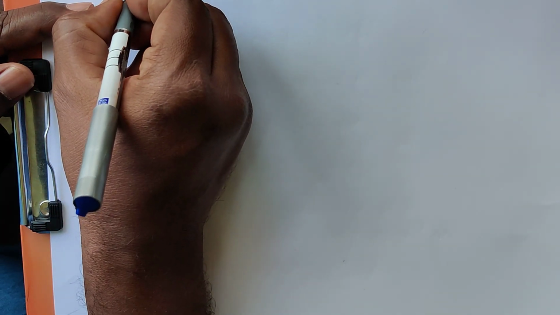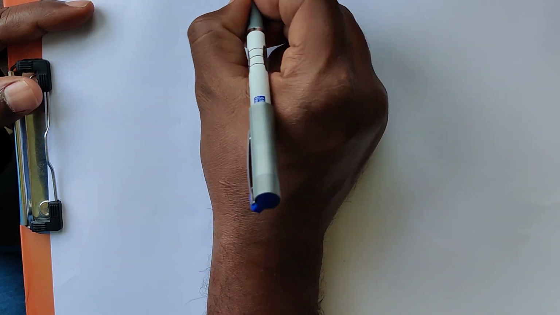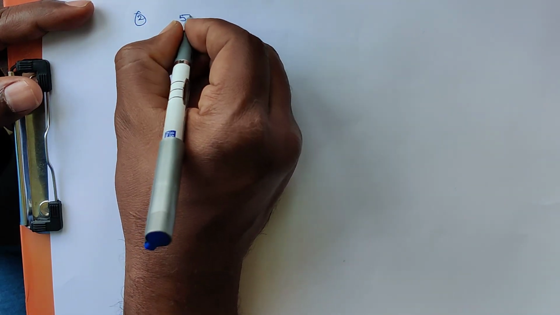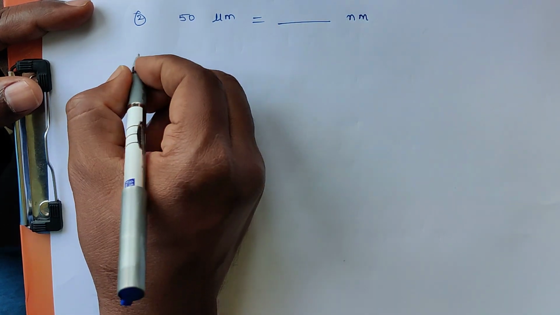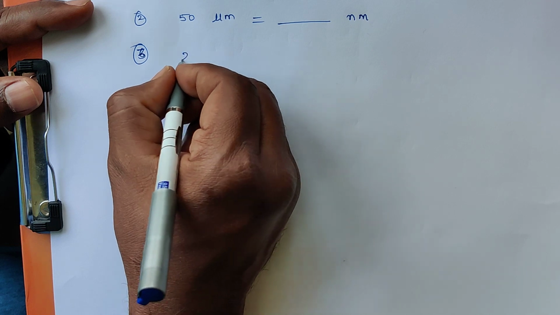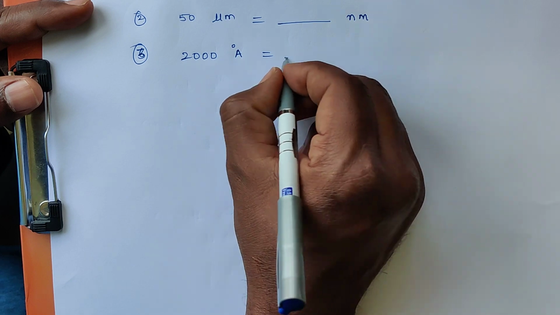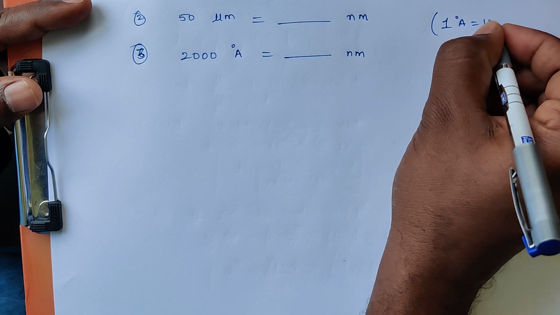So I would like to give you some homework. You solve on your own. 300 nanoseconds equals how many picoseconds? Next homework: 50 micrometers equals how many nanometers? Next one: 2000 angstroms equals how many nanometers? You don't know what is angstrom, right? 1 angstrom equals 10 to the power of minus 10 meters.